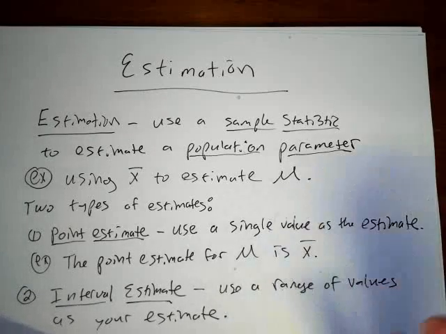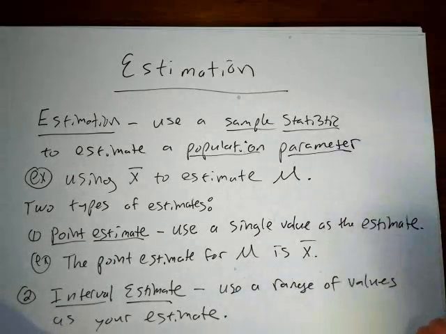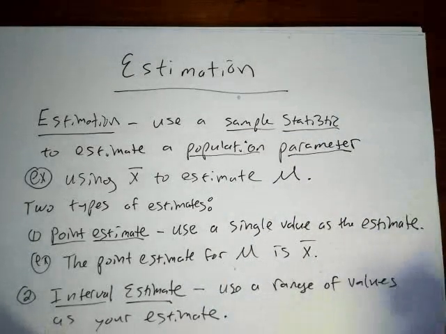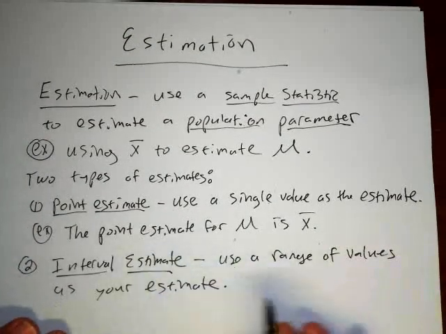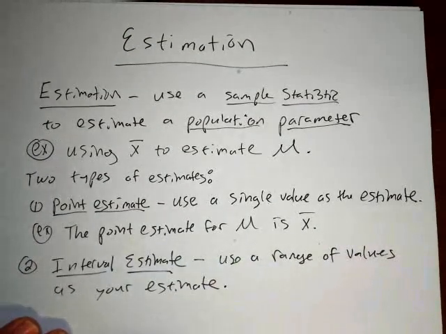But an interval estimate would be giving yourself a little margin for error. So you might say, somewhere between 45 and 49. So it's a range of values for your estimate. And that's the idea with the interval estimate.